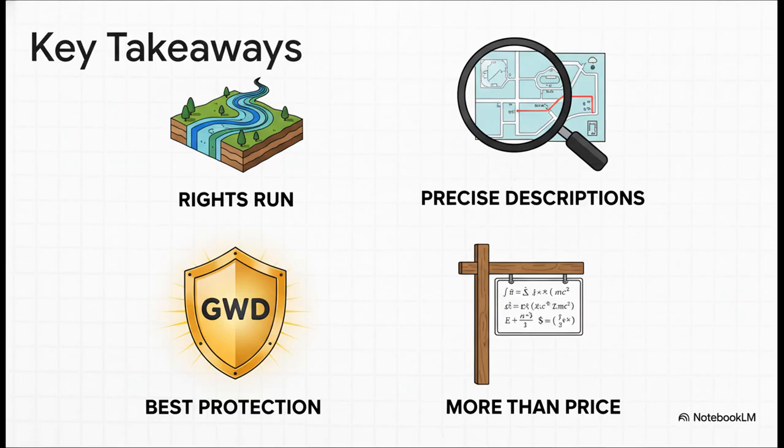So, please, burn these four key ideas into your brain. Rights can be attached to the land itself. Legal descriptions have to be perfect, no excuses. A general warranty deed is a buyer's best friend. And finally, value is a complex recipe that needs all the ingredients of DUST.